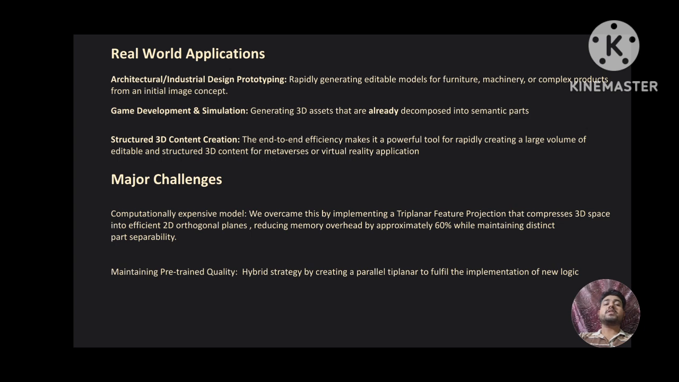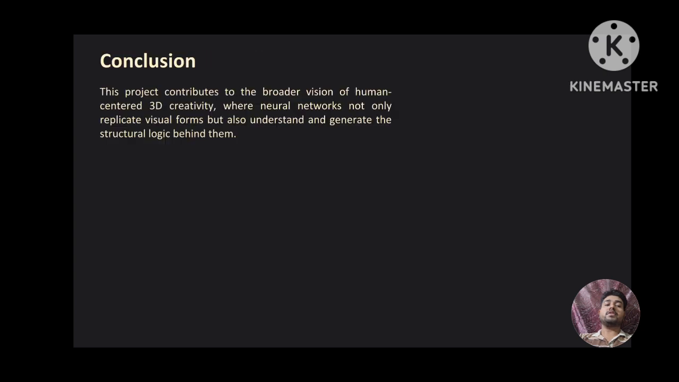Major challenges during this project implementation were: this is a computationally expensive model. We overcame this by implementing a triplanar feature projection that compresses 3D space into efficient 2D orthogonal planes, reducing memory overhead by approximately 60% as mentioned before, while maintaining distinct part separability. Maintaining pre-trained quality: hybrid strategy by creating a parallel triplanar to fulfill the implementation of new logic.